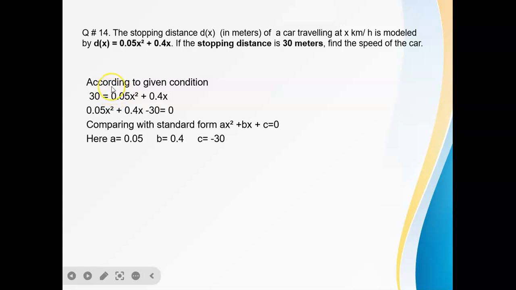और यहाँ पे आपको बताया हुआ है कि it stops after traveling 30 meters. तो आपने यहाँ पे इसको equal to 30 लिख लिया है and we have arranged it in a standard form, and then when we will compare it with the standard form, we have ax square plus bx plus c.